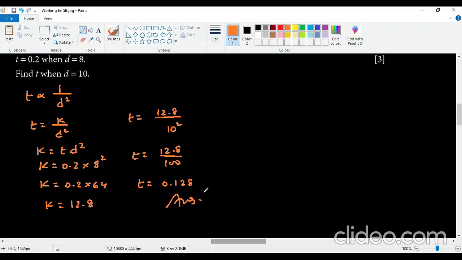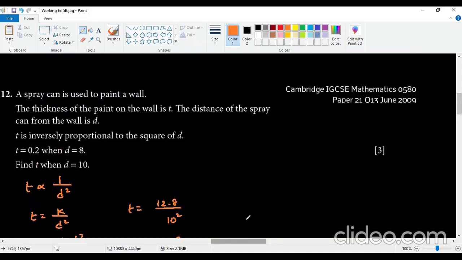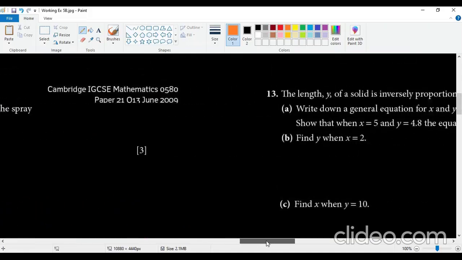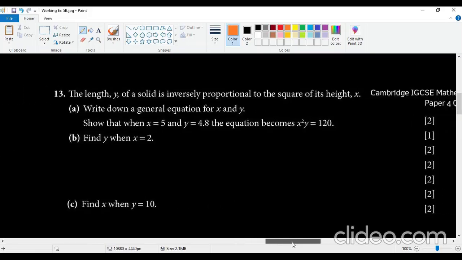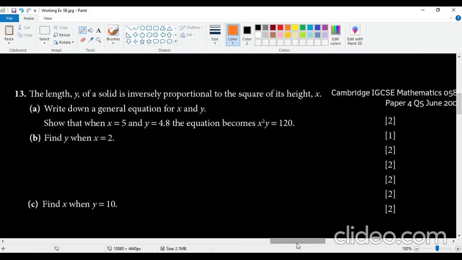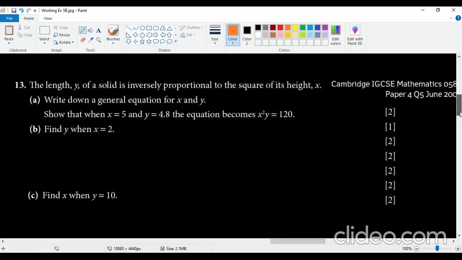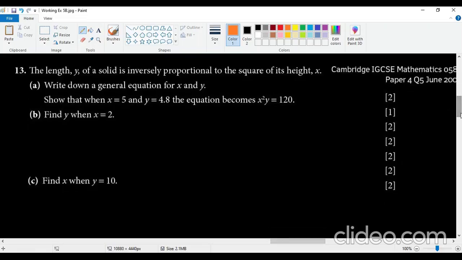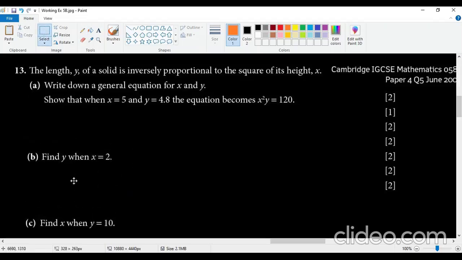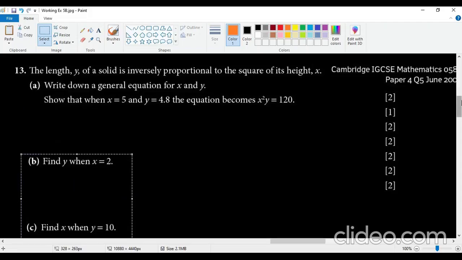Moving on to the next question, which is question number 13. It has many parts in it, and every part has different marks for each question. Write down a general equation for x and y. Show that when x equals 5. So I will bring this guy a little down so that we can have a little space to work with this question.